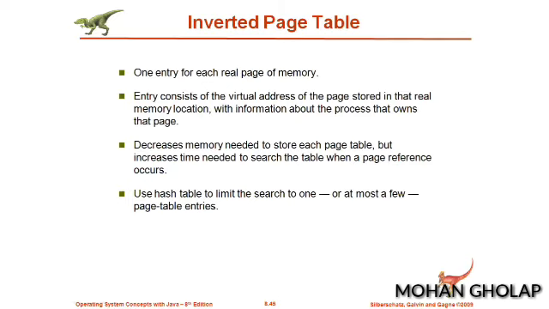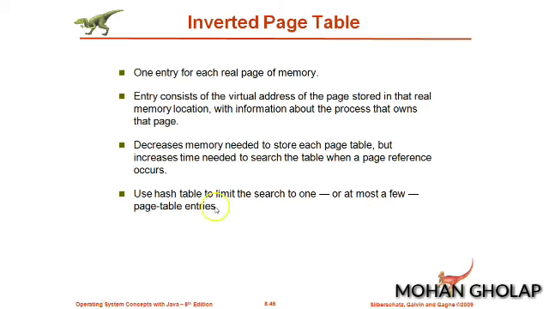This is similar to the first one, the hierarchical, but instead of dividing the page table into different levels, here an entry for each real page of memory is maintained, and each entry consists of the virtual address of the page stored in that real memory location, with information about the process that owns that page. It decreases the memory needed to store each page table, but increases the time needed to search the table when a page reference occurs.